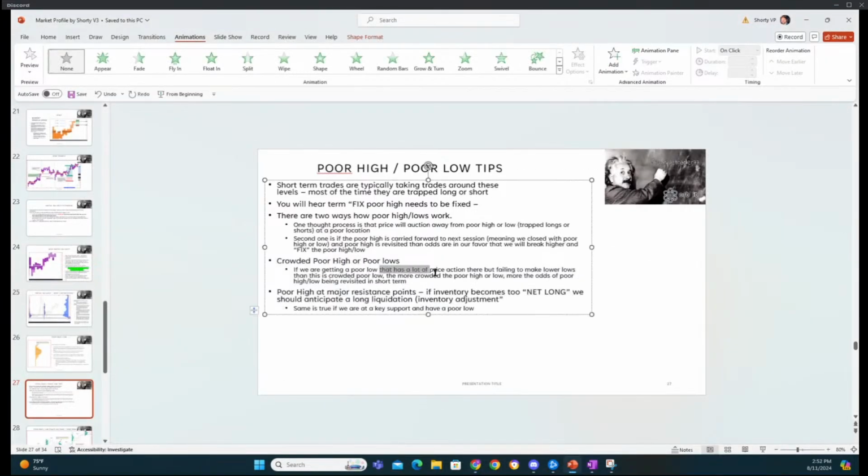If you're getting a poor low that has a lot of price action there but is failing to make lower lows, this is called shorting a hole in most cases. The more crowded the poor high or low, the greater the odds of the poor high or low being revisited in the short term. So they bounce it and then they revisit it, but first they get you out because you're short at the wrong spot or long at the wrong spot.